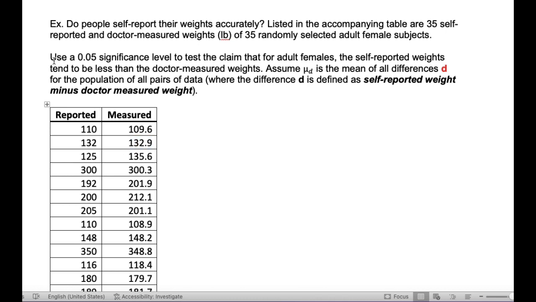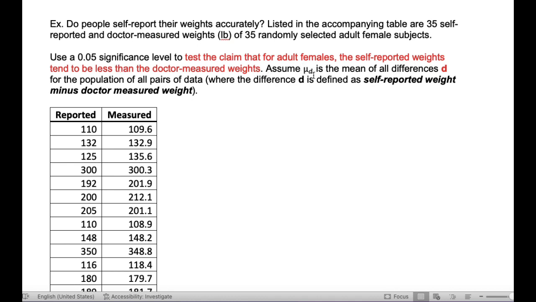Okay, so our goal is to use a 0.05 significance level to test the claim that for adult females, the self-reported weights tend to be less than the doctor-measured weights. So this is the claim that we want to test, so I just want to highlight that. So self-reported is less than doctor-measured weights.